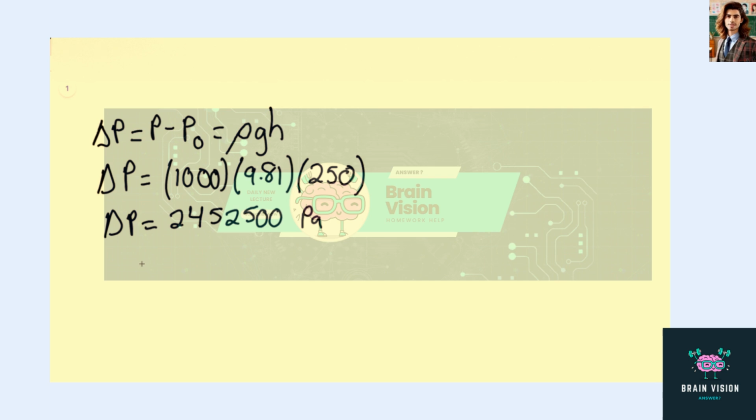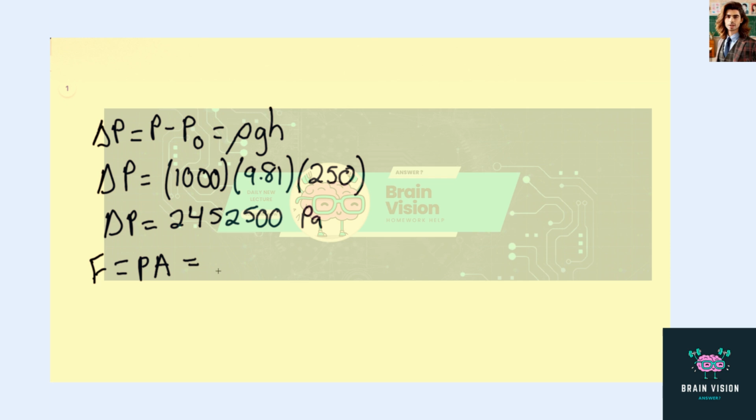Now, at this point, they're asking us what is the force due to the air inside of the diving bell and the water outside of the diving bell, given that the pressure inside of the diving bell is equal to P sub O, or the atmospheric pressure. Here, this is simply going to be force equals the pressure at this depth times the cross-sectional area of the bell, which is simply just the area of a circle.